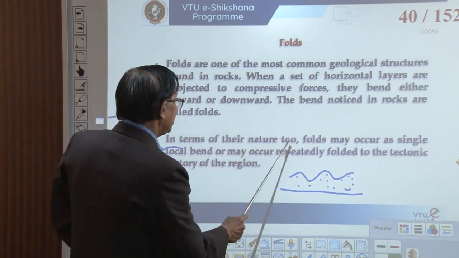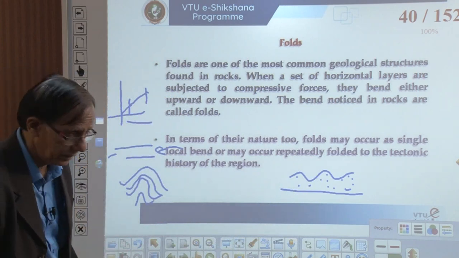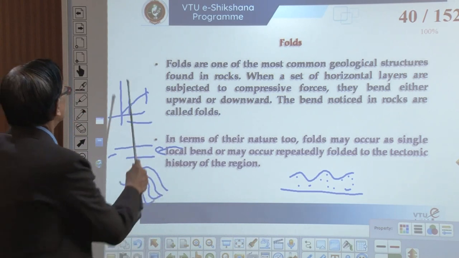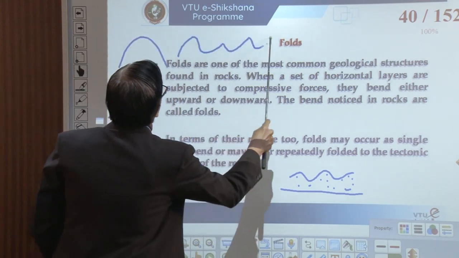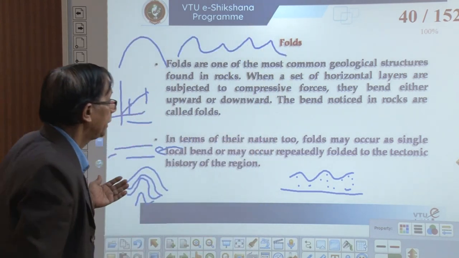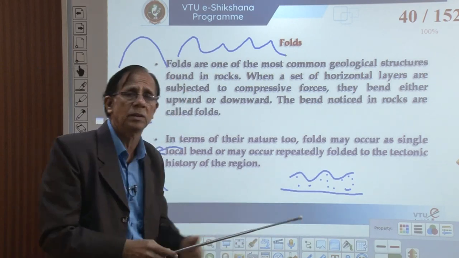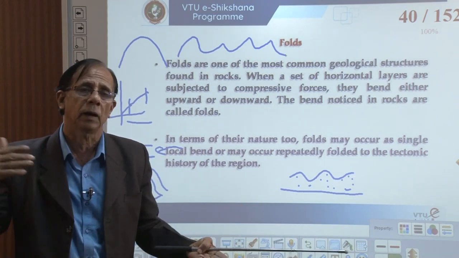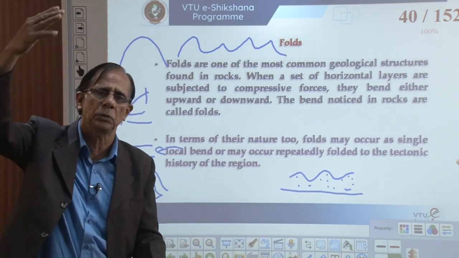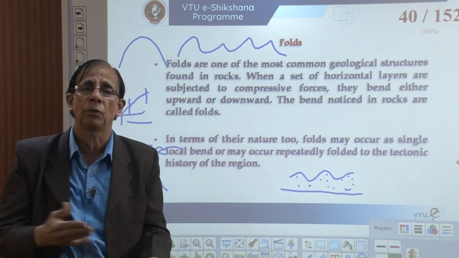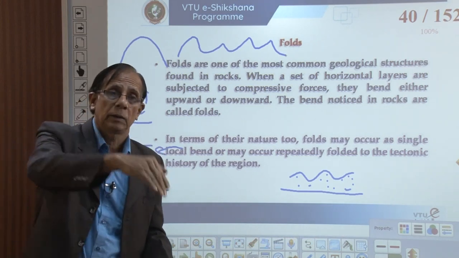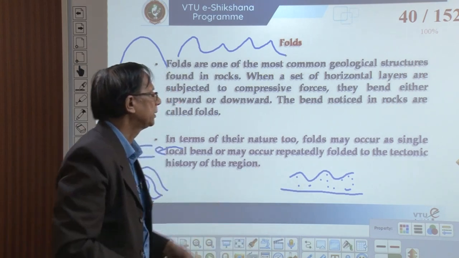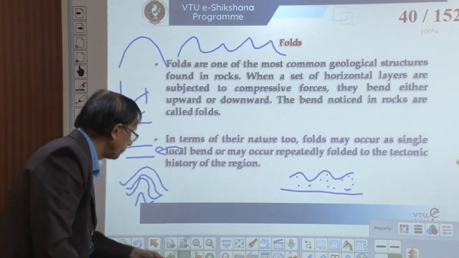In terms of their nature too, folds may occur as a single or local bend, a single one bend, or like this, there may be a number. It depends on the tectonic history of that region. We have heard of plate tectonics, that is one. And earthquake force, magma intrusion, all these are kinds of forces exerted on the rocks. Rocks do show this kind of force folding.